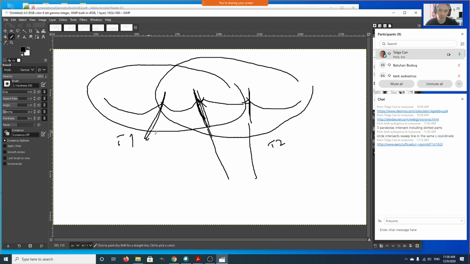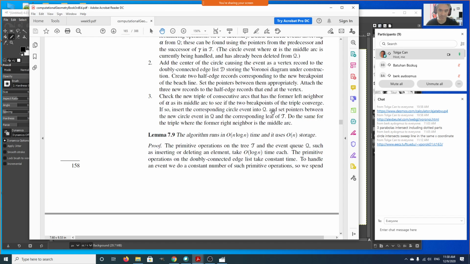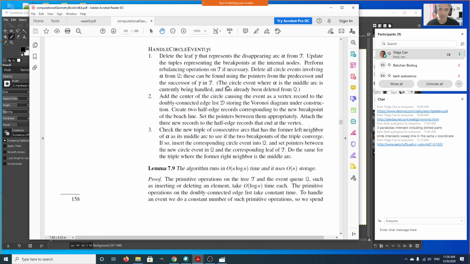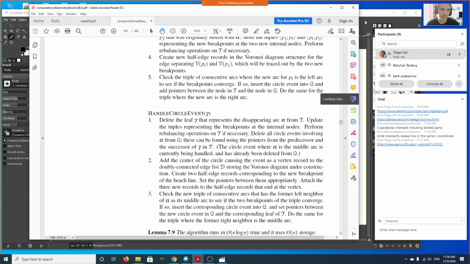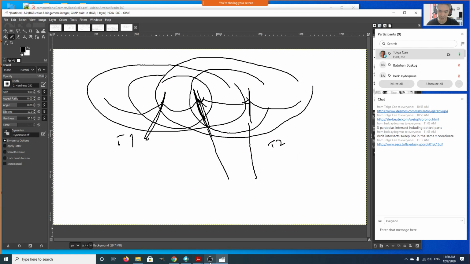They are diverging from each other. So in this case, for these 2 breakpoints, there won't be a circle event happening below the sweep line. Therefore, we don't add a circle event if the breakpoints look like this. If the breakpoints converge like this, if they're going to intersect below the sweep line, then we add a circle event. So this is what the book is saying about the convergence. If the two breakpoints of the triplet converge, we add that as a circle event. And that's it. That's the whole algorithm. This is how we handle these two types of events, and we create our doubly connected edge list.